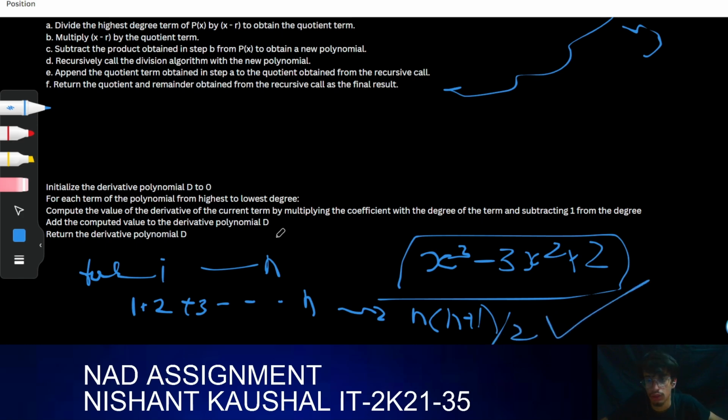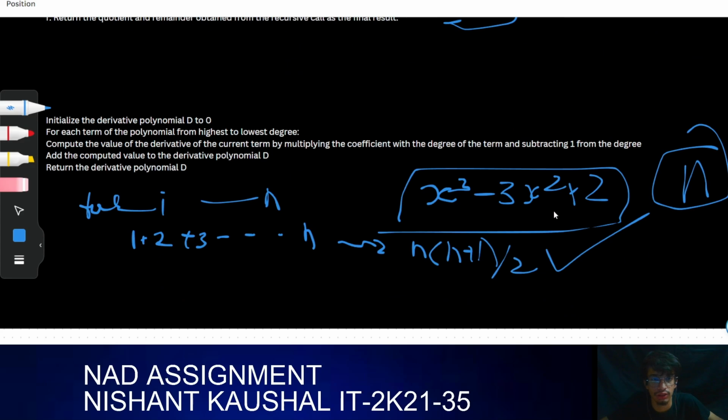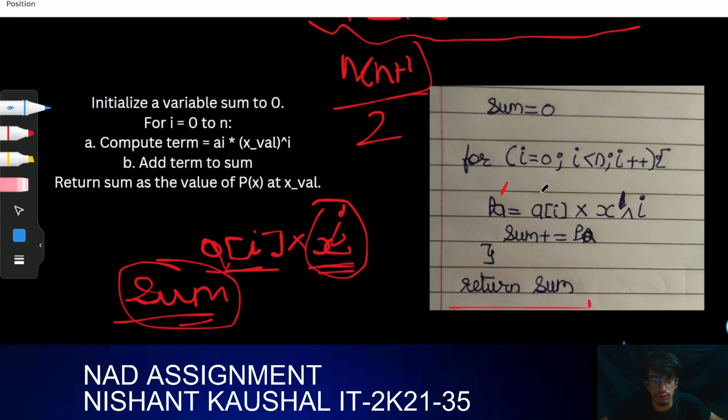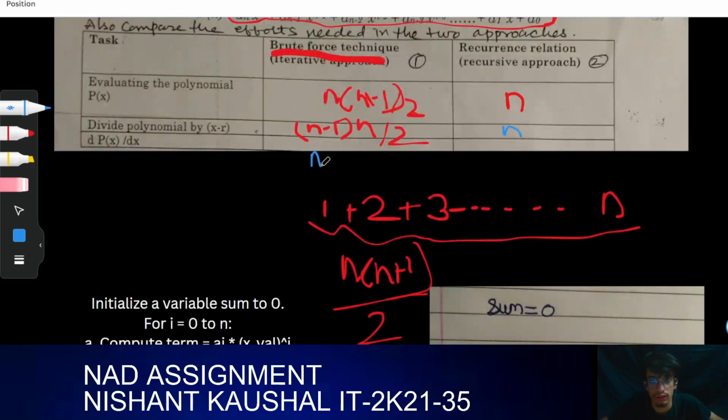Okay, and in the recursion method it will be the same as n, because it will do the recursion like this only. So in this case it will be n times (n plus 1) upon 2, and it will be n. There is one correction, it will be n minus 1.